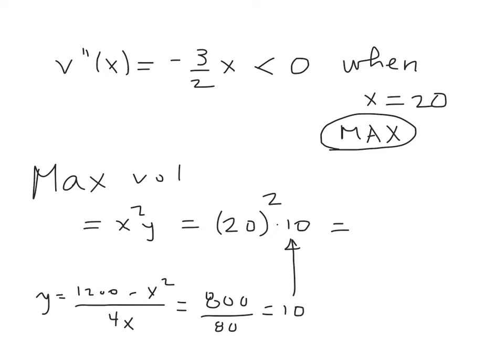Okay. And what do we get? Well, we get 20 squared times 10, which turns out to be 4,000. And I think the units are going to be cubic centimeters. And that's the end of that example.